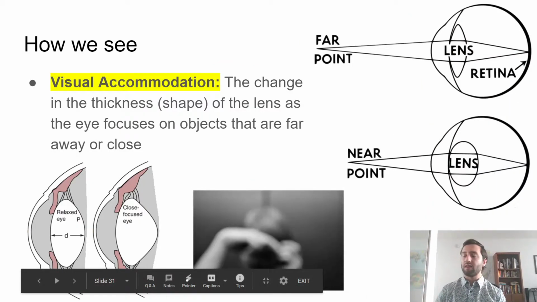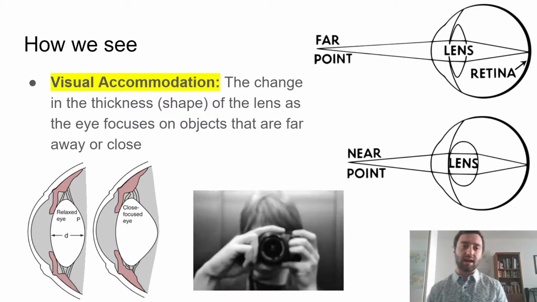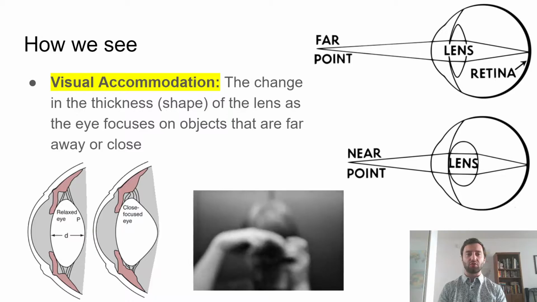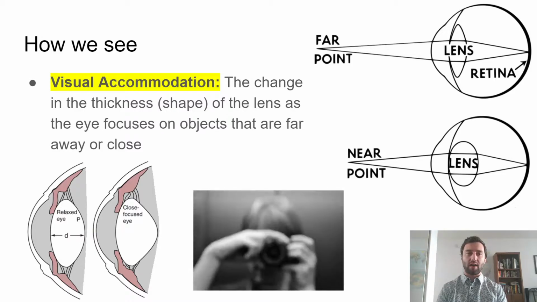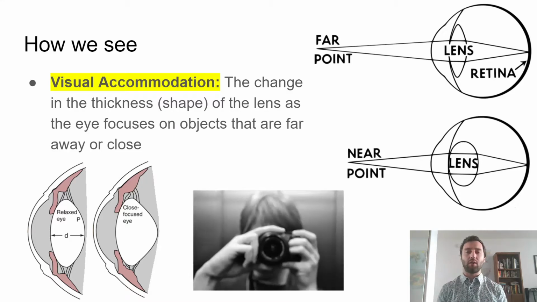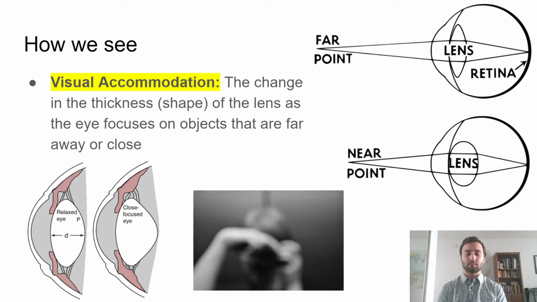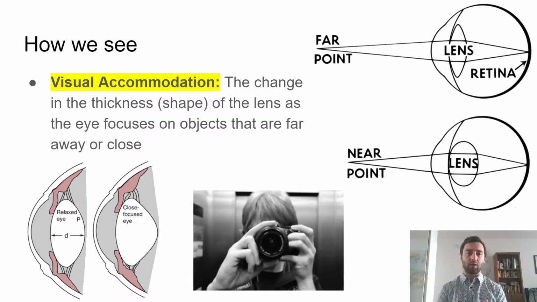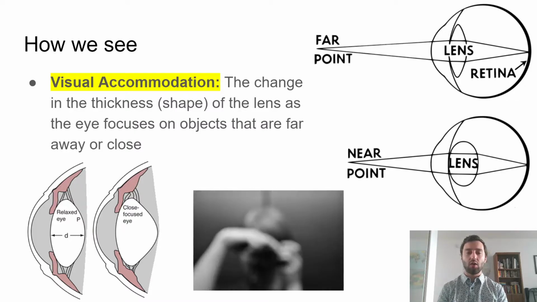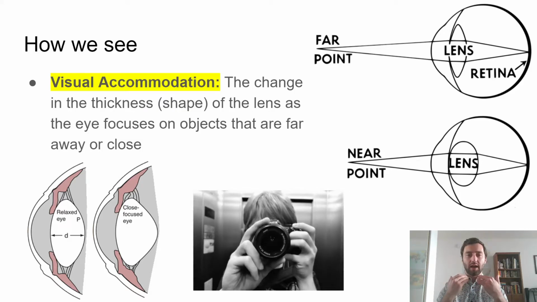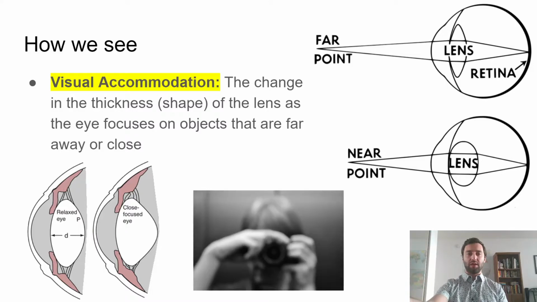Okay, so now that we have this basic idea of what all these parts are and what they generally do, we're going to talk a little more about how we actually see. What is actually going on that allows us to see things? The first thing we want to talk about is visual accommodation. This is basically how we focus. How are we able to look at something really close up and then look at something really far away and see it clearly both times?